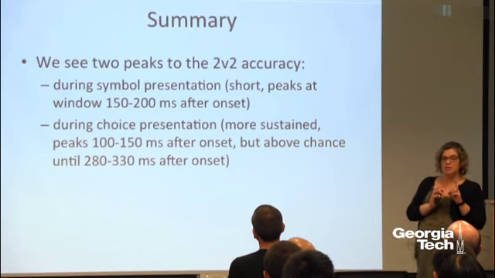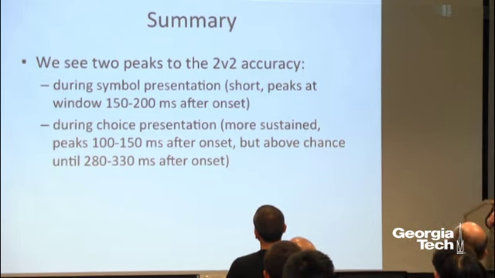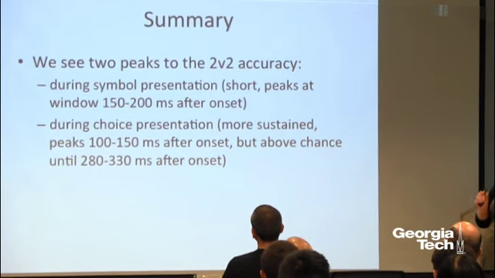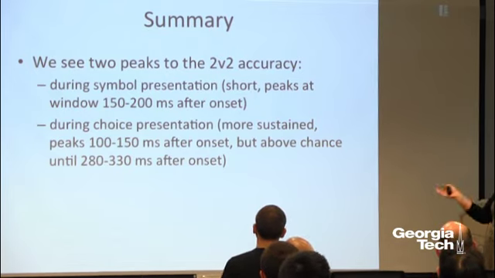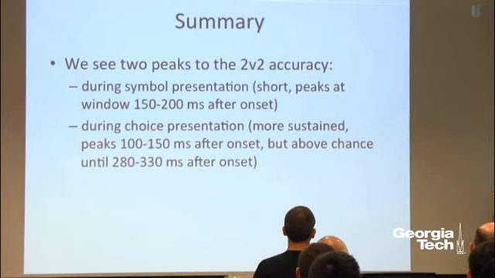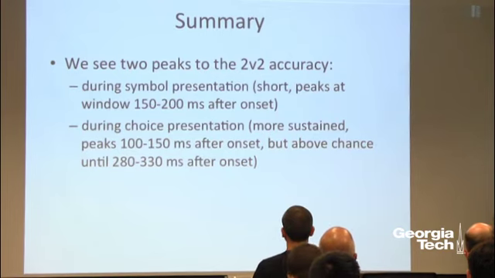Now we also see 2 peaks in this 2 versus 2 accuracy, which I think is maybe one of the more interesting results here. At the very beginning when they're reading the symbol, we see this short peak. And then once they see that the correct word is on the screen, we see this much more robust representation of the word. So the question is, is there a mapping between these two states? Is there a similarity between the time they're reading this symbol and the representation they pull up when they read the actual word?